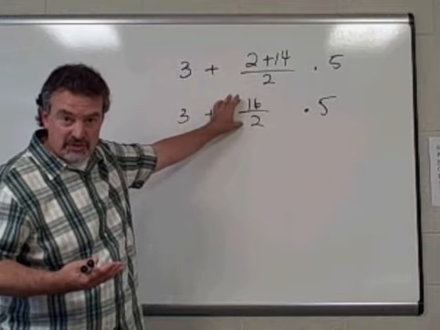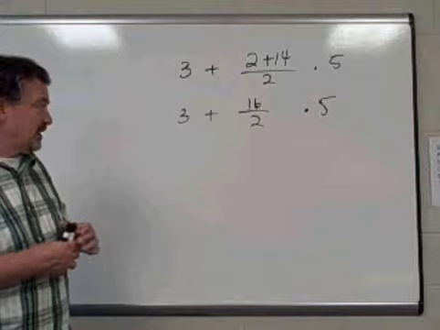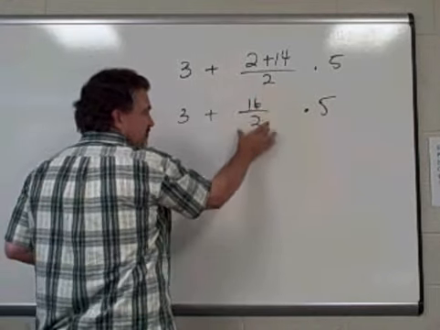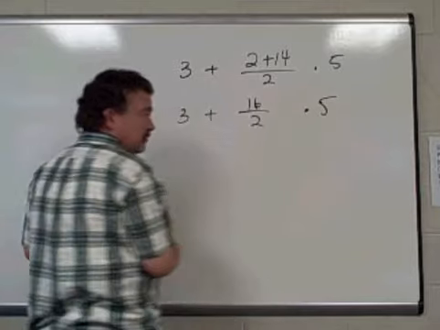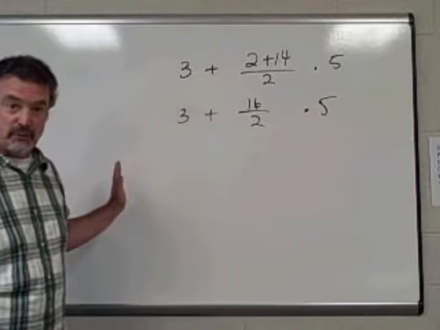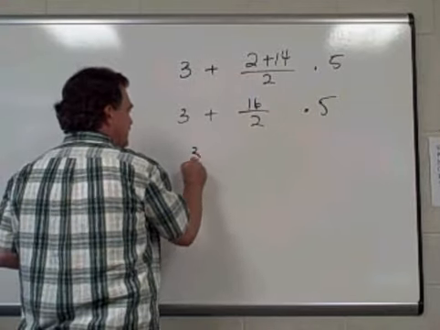I can do the division. 16, when divided by 2, will give us a whole number answer. So we can go ahead and do that division. And really, we can think of it as division taking precedence over the multiplication. Remember, we work multiplications and divisions from left to right. So 16 divided by 2 is going to give us 8.